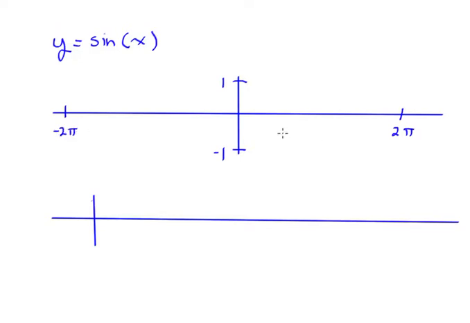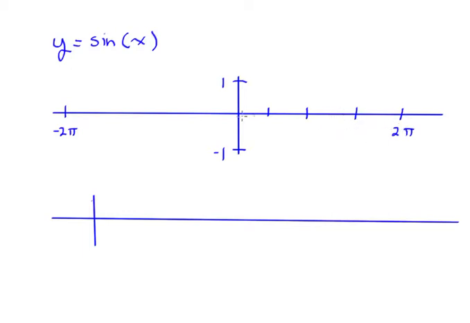Alright, to graph these, we need to plot our critical values. Our critical values are points where the graph has a maximum point, a minimum point, or a point of inflection, where it changes from curvy up to curvy under. So we need to break our graph into 4 equal parts. That's pretty easy. That's between 0 and 2 pi. That's 4 equal parts.